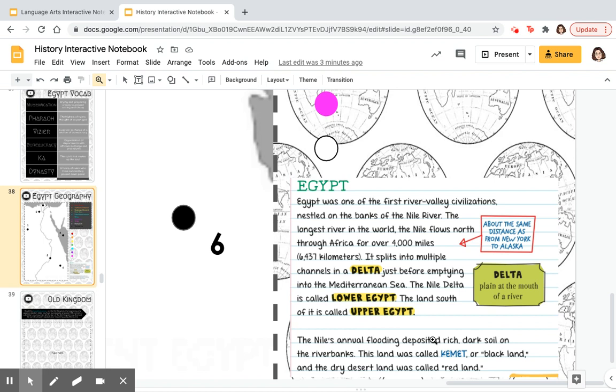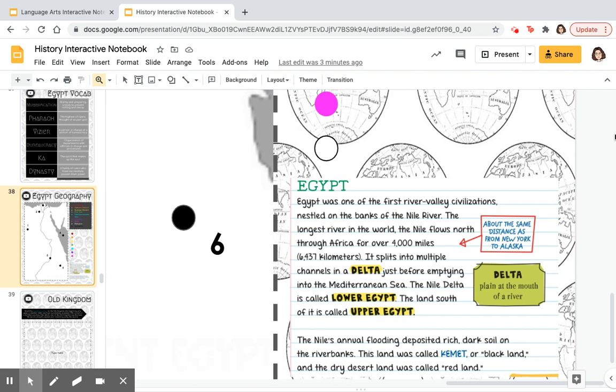Egypt is one of the first river valley civilizations, nestled in the banks of the Nile River, the longest river in the world. The Nile flows north through Africa for over 4,000 miles, which is about the same distance from New York to Alaska. It splits into multiple channels at a delta, which is the plain at the mouth of a river, just before emptying into the Mediterranean Sea. The Nile Delta is called Lower Egypt and the land south is called Upper Egypt.